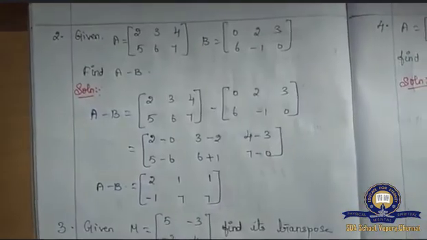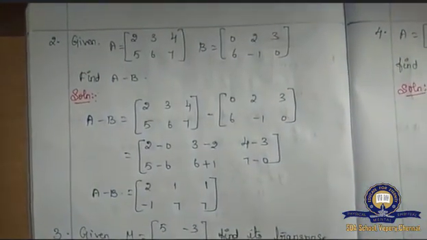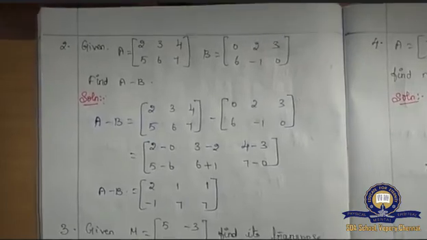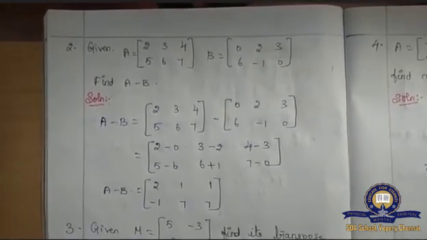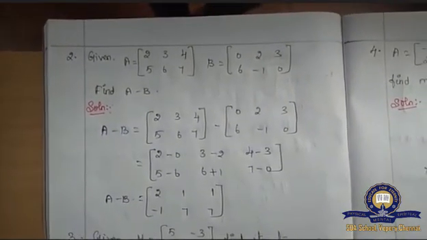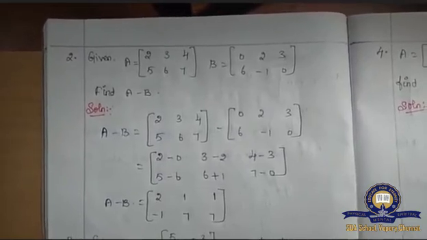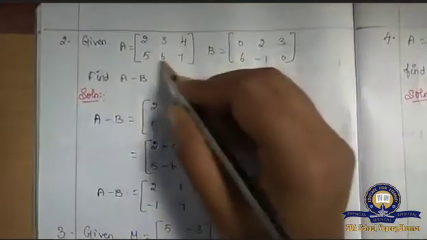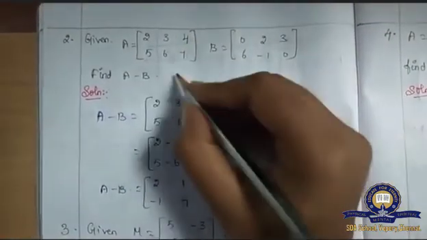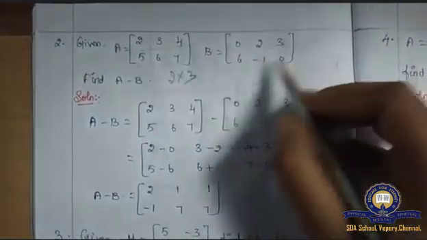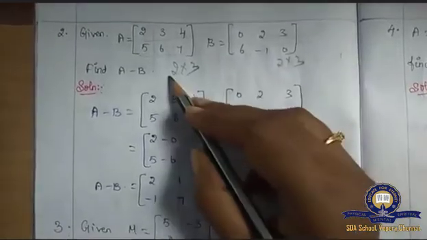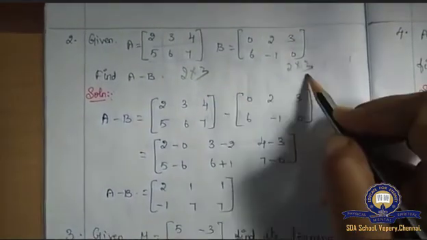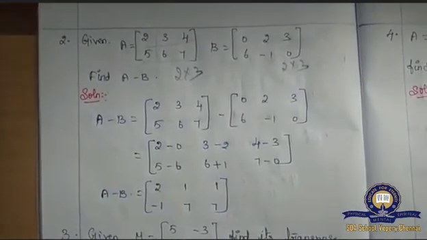So how to subtract two matrices? The same procedure that we have seen for addition. Here also you have to use the same procedure. What you have to do? Addition or subtraction of matrices is possible only when the order of the two matrices is equal, right? So here the order of matrices is 2 by 3. Am I right? Here also 2 by 3. So since the order of A and B are equal, the subtraction is possible.